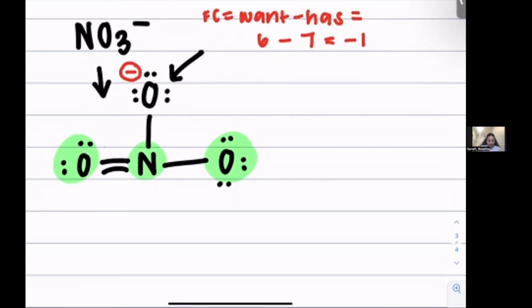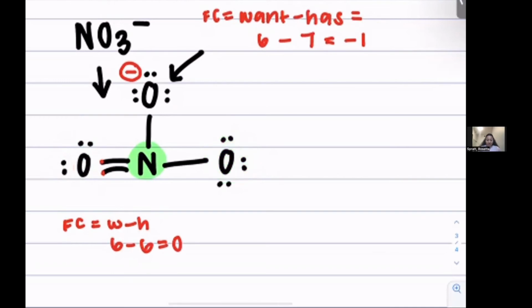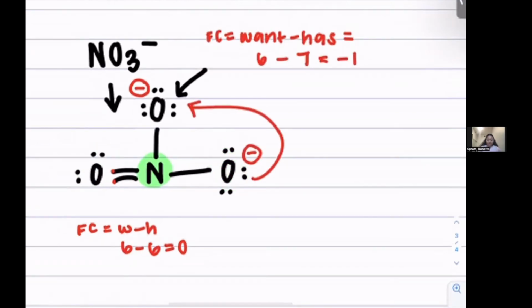So we're going to write our formula. FC equals W minus H. It wants 6, and I know this just by looking at the periodic table. And it has 2, 4, and then each one of these bonds is 1 electron, so that's 1, 2. So it has 2 plus 2 plus 1 plus 2, which is exactly 6. So the formal charge on this oxygen right here is actually 0. So it is neutral, so we don't have to write a plus or a minus. I'm just going to write the same for this oxygen up here.